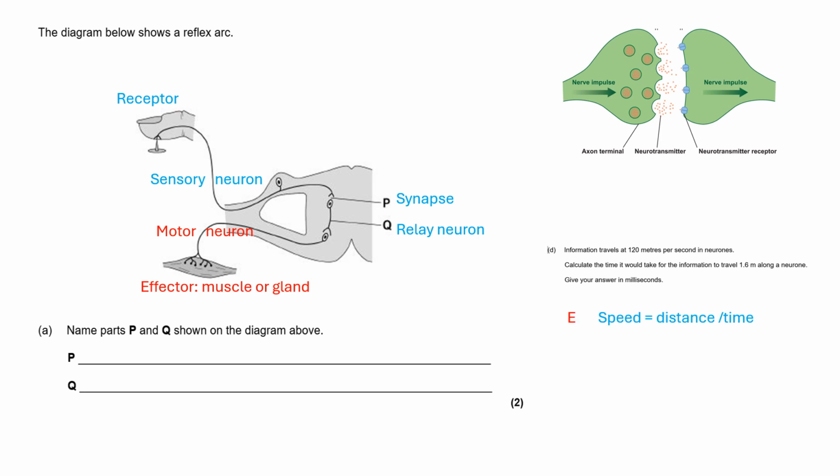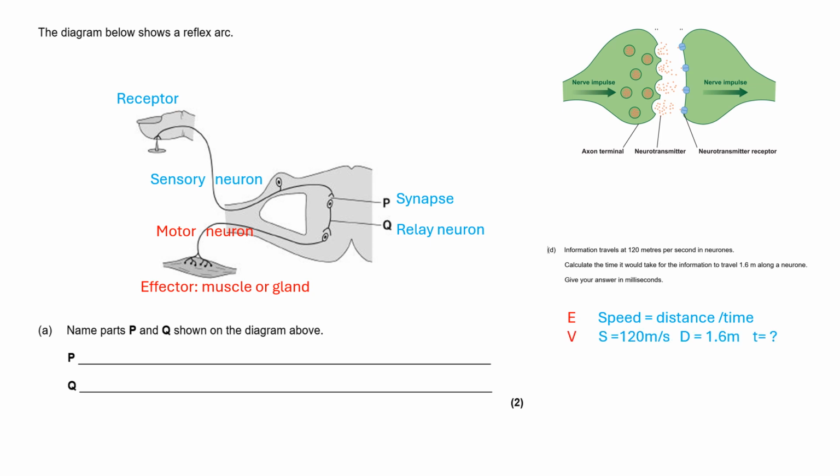Another skill that you are asked to show in this part of the paper is how to calculate speed. And the thing to look out for in this type of question is to check the units. This question asks you to calculate the time in milliseconds. So for any question that's a calculation, always use the EVERY method. Use the equation that we've taught you, speed equals distance over time.